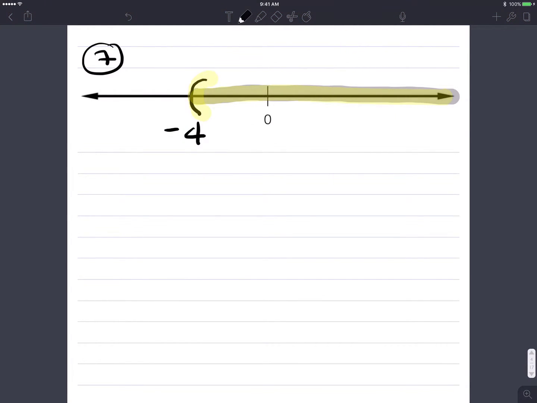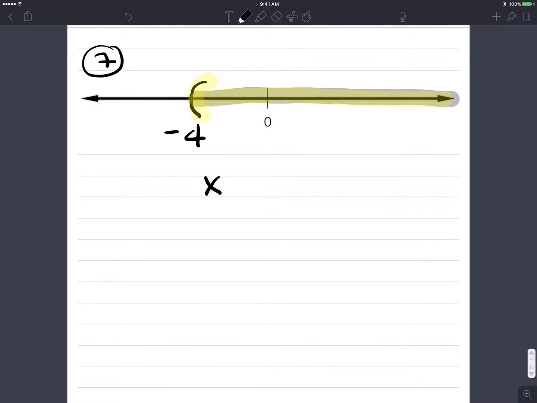So if I'm going to describe this inequality, x represents all the arbitrary numbers that are shaded, and we're going to describe this as being greater than -4 because all the numbers to the right of -4 are shaded. Larger numbers live to the right. Larger numbers to the right of -4 are shaded in this picture.